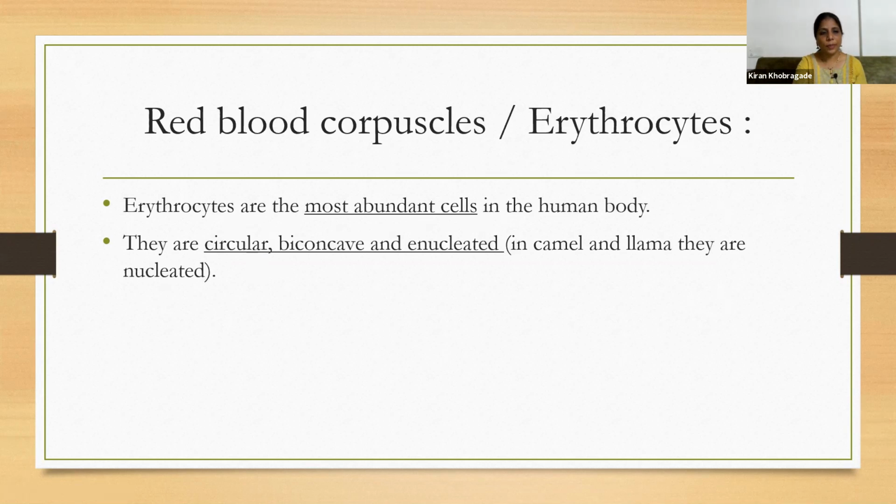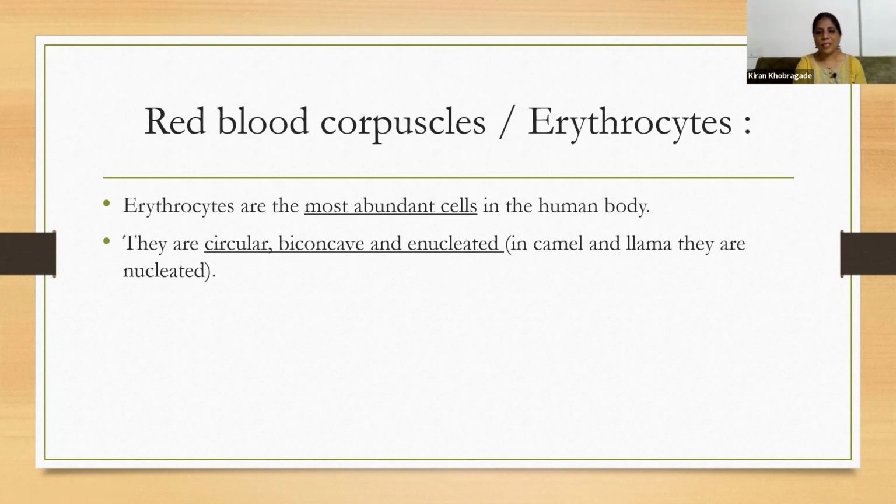What is the shape? They are circular, biconcave, and enucleated. Circular, round in shape, biconcave. I'll show you with the help of a diagram. Biconcave means in the center it is narrow, whereas at the ends it is bulged, just like a dumbbell shape. And it is enucleated. Enucleated means what? They do not have a nucleus.